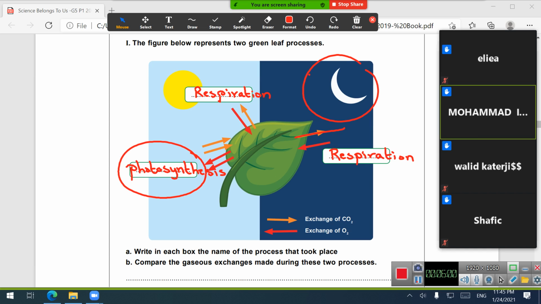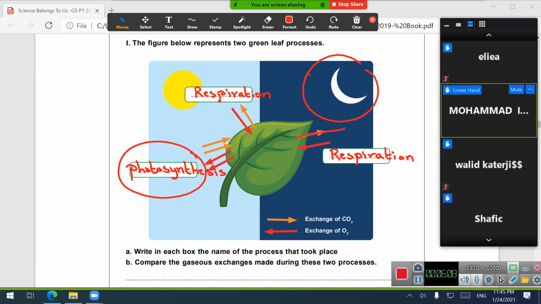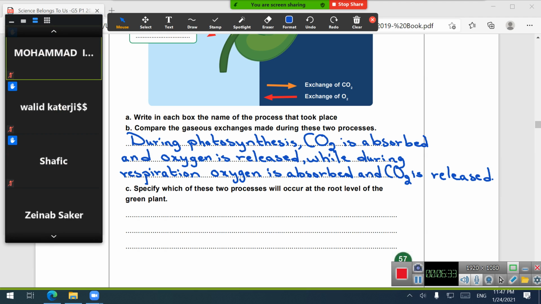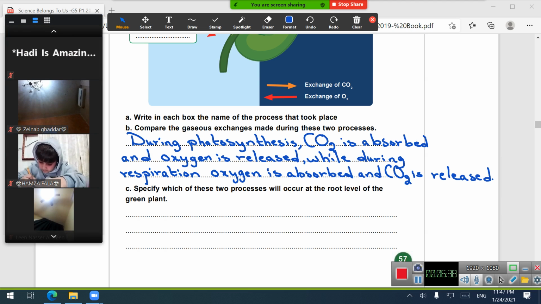And during respiration, green plants absorb oxygen and release carbon dioxide. Excellent, Muhammad. So during photosynthesis, carbon dioxide is absorbed and oxygen is released, while in respiration, oxygen is absorbed and carbon dioxide is released. Let's write the answer, please. During photosynthesis, CO2 is absorbed and oxygen is released, while during respiration, oxygen is absorbed and CO2 is released.